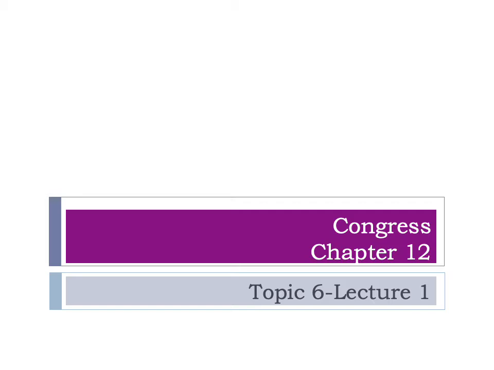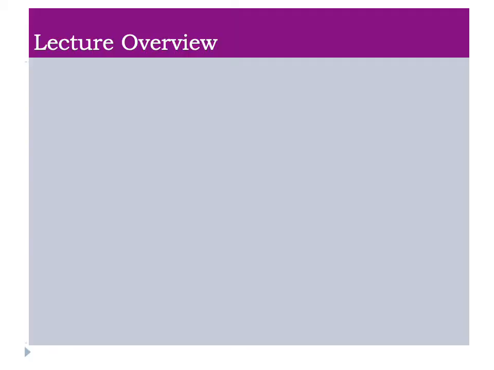Topic 6 deals with the United States Congress, and I just wanted to point out that we are moving forward in our chapters. The last chapter that you read was Chapter 5, but we move forward to Chapter 12 in order to get to the institutions. So I'd want to point that out as you are preparing for your reading.